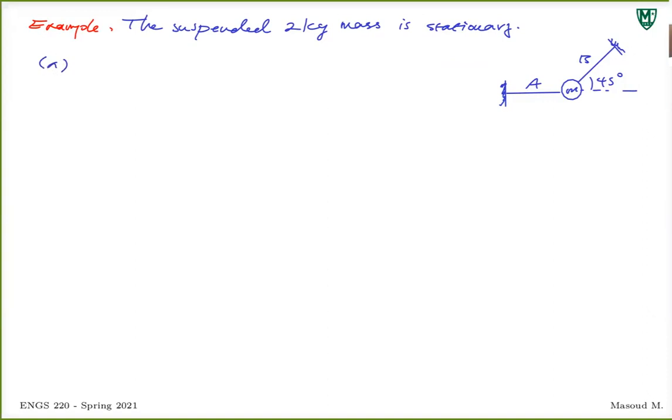Part A is just from statics, right? So nothing really complicated there. Part A tells you to find the tension forces in cables, strings A and B. So that's easy. It's just a free body diagram again from statics. Nothing is moving. It's in static equilibrium.